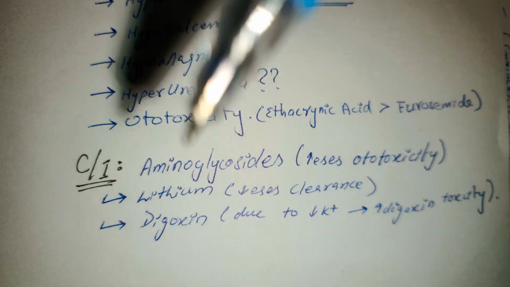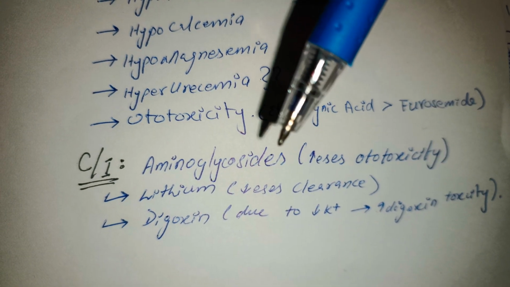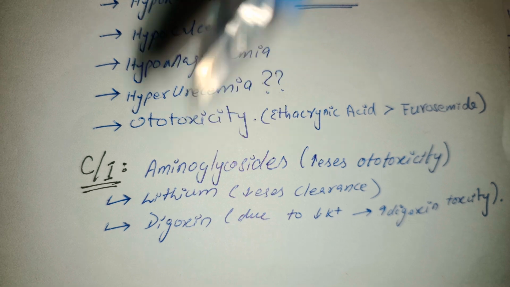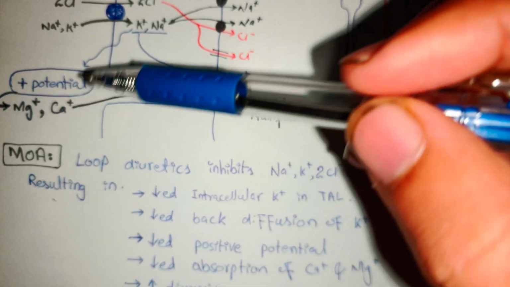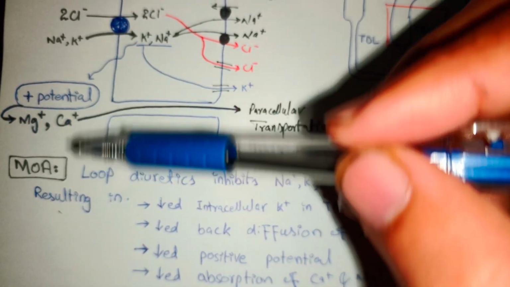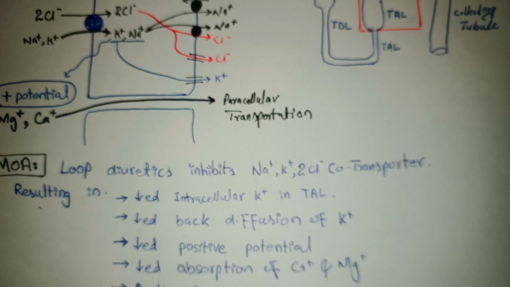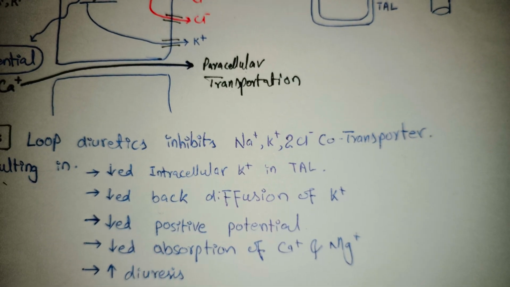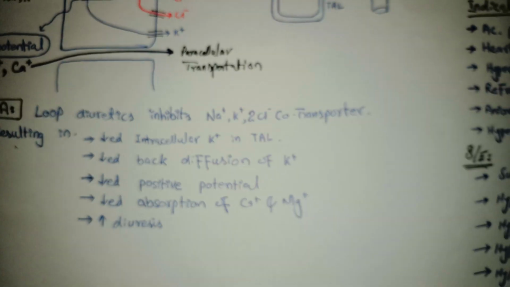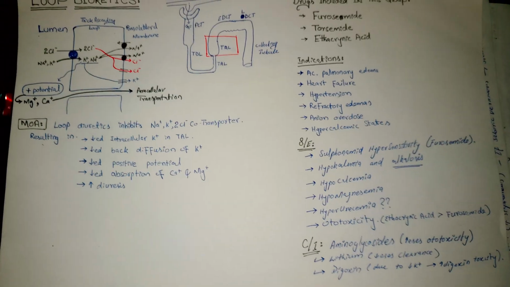There are some drug interactions, like aminoglycosides, which also increase ototoxicity, so the ototoxicity will be increased. Lithium and loop diuretics again compete for clearance, so the clearance of lithium will be decreased. And digoxin, as loop diuretics cause hypokalemia. In hypokalemic state, we know the digoxin excretion will be decreased, so the chances of digoxin toxicity will be enhanced.